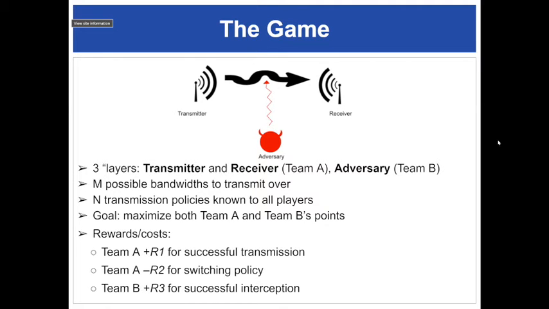The adversary is trying to guess the bandwidth that the transmitter is using so it can intercept the signal and jam the communication. So to make this a game, we associated costs and rewards with these actions. If the transmitter is able to successfully communicate to the receiver without a jam, they receive plus R1 points. If the adversary is successfully able to guess the bandwidth and jam the signal, they receive plus R3 points. And if Team A decides to switch the policy, they lose R2 points as a cost.